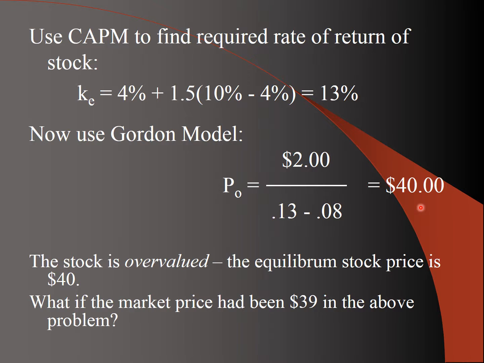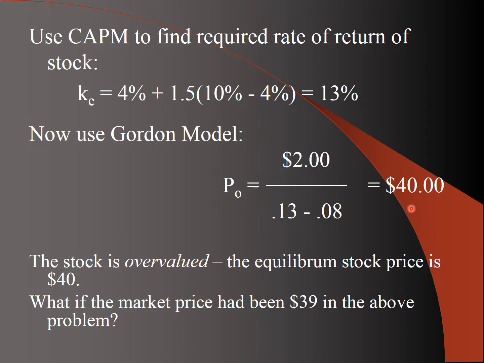Notice in the problem it said that the stock is currently priced at $42. And here we're showing the equilibrium price is actually $40. So we would say that the stock is currently overvalued. It's valued at $42 when it really should be valued at $40.